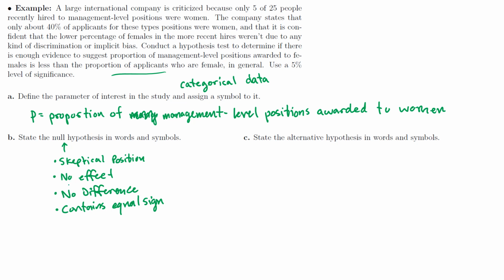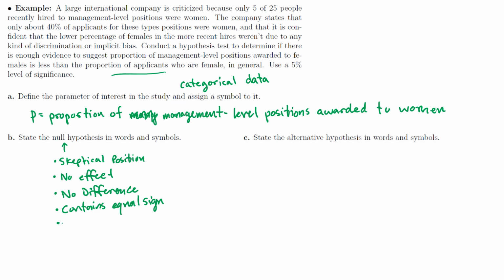But if I think of no effect, I think of your gender has no effect on your chances of being hired, right? No difference, right? There's no difference in the proportion of positions where women are hired and the proportion of applicants that are women. So both of those fit in their own way. So basically what we're saying is that the null hypothesis is kind of the company's position.